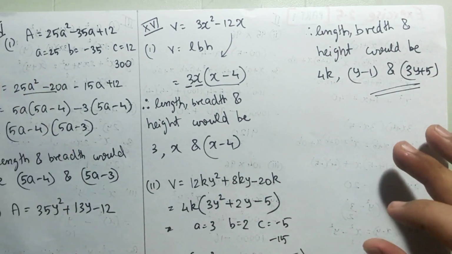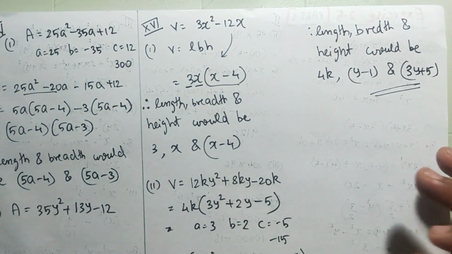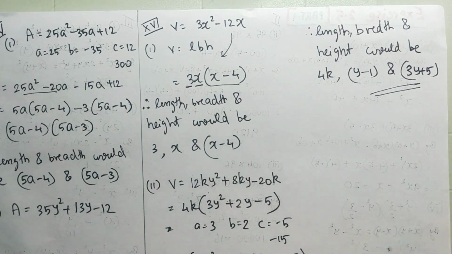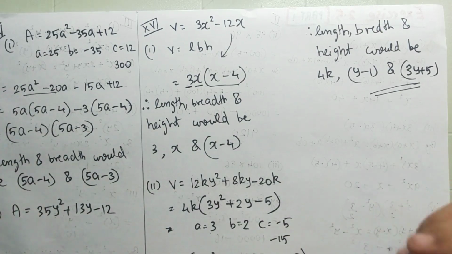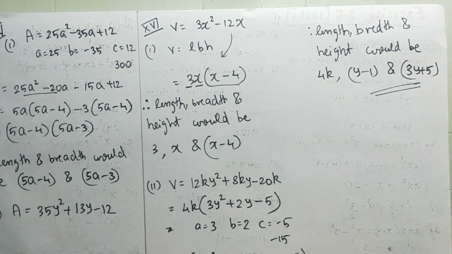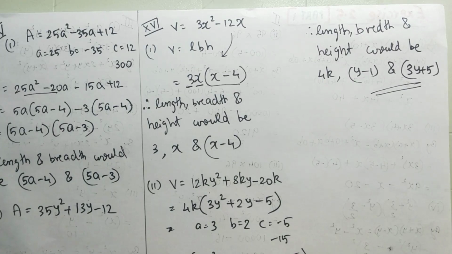Understood? I hope these types of sums are now clear to you. Whenever area or volume are given, you have to factorize those till the last step. If it is area, there would be two terms. If there is volume, there would be three terms. So this chapter gets over here.